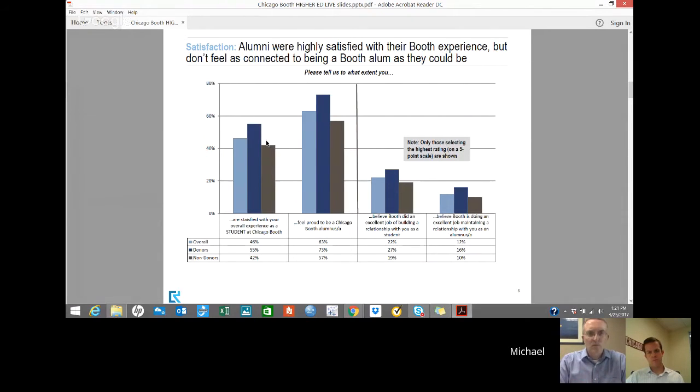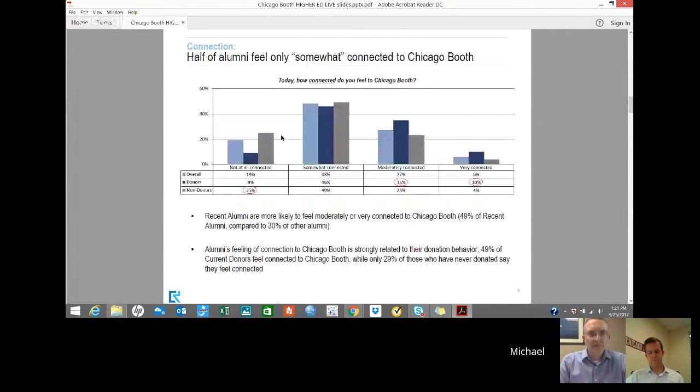So it's kind of done this way to be extra dramatic, but it does highlight an interesting difference. And we'll see something similar on this next slide, where we ask about how connected alumni feel to Chicago Booth, and about half are only somewhat connected. So I will throw this back over to Adam to have him explain what this means for Chicago Booth.